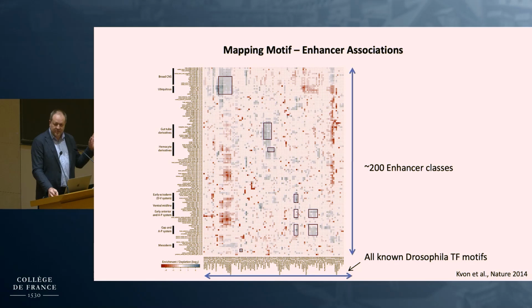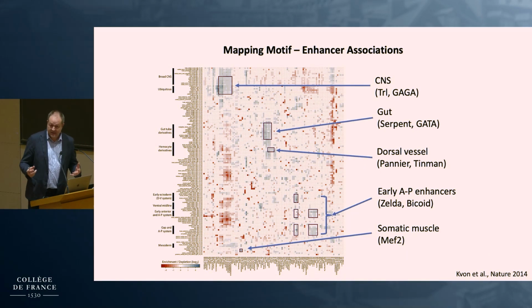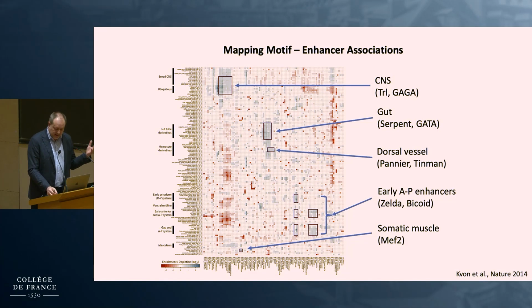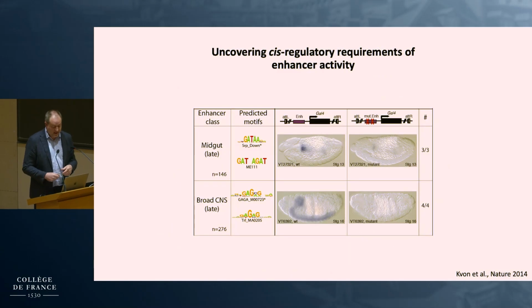And this simple association analysis alone recapitulated essentially decades of fly genetics, finding contributions of the Trl or GAGA transcription factors to CNS enhancers, Serpent and other GATA factors to gut. Pannier and Tinman motifs were enriched in enhancers of the dorsal vessel, that's the fly's heart, and so forth. And these predictions, that the respective motifs enriched in the different enhancer classes might also be functionally important, were also tested by Evgeny.